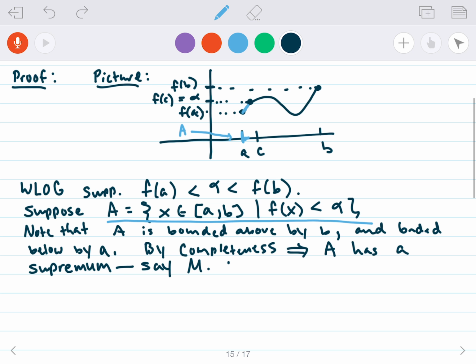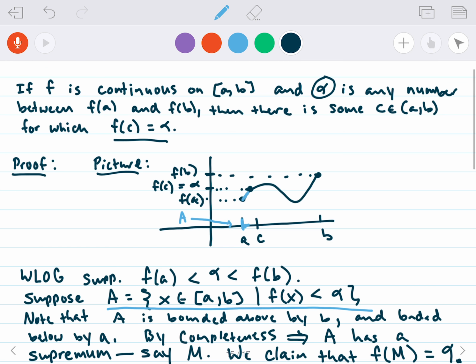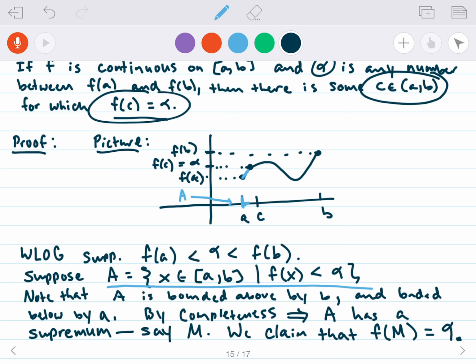Okay, and so we claim that when we apply f to that supremum of the set, we're going to get alpha. Okay, and that's going to prove our claim, right? Because what was our claim? Our claim was that there was something in between a and b. That's going to be our M here. So this is like our capital M that lives between a and b, so that when you apply f to it, you get alpha. Okay, so that's our claim.